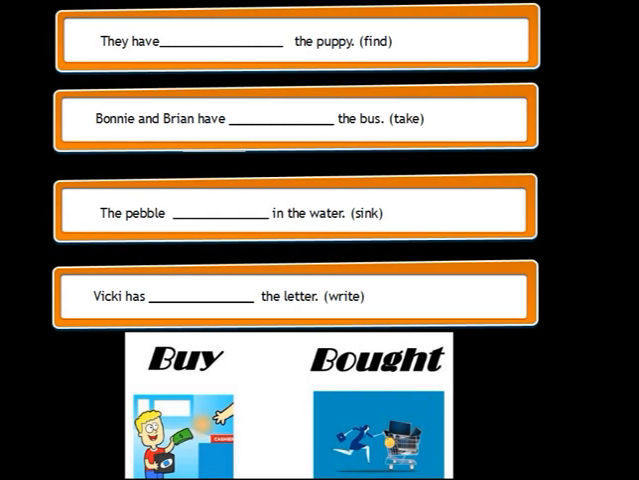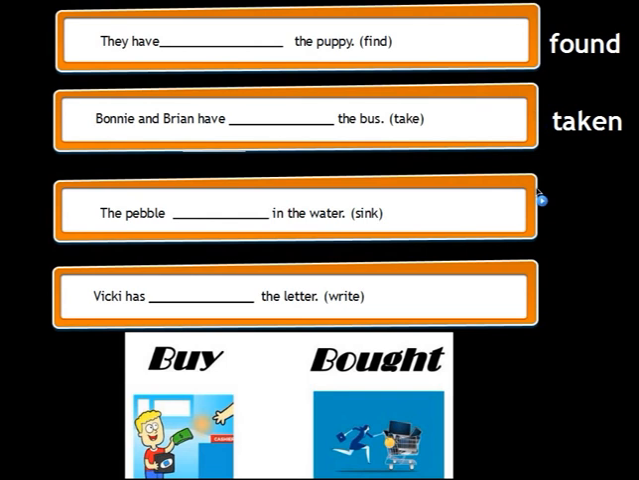The first example, they have blank the puppy. Find, we have to change it to the past, and it's an irregular verb. So it should become, you're right, found. They have found the puppy. Example 2. Bonnie and Brian have blank the bus. The verb take. What does it become in the past? Taken. Bonnie and Brian have taken the bus.